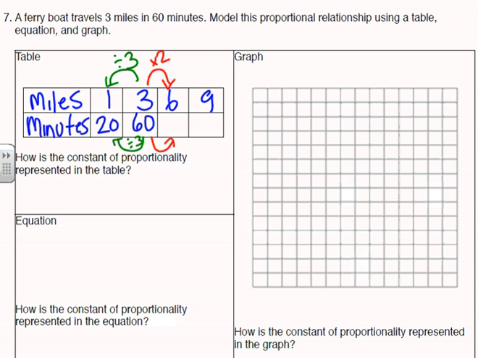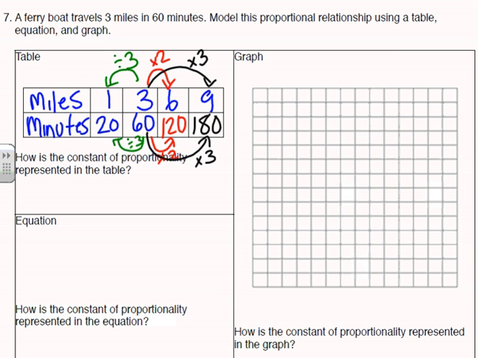So 60 times 2, it would take 120 minutes to go 6 miles. And then if I do 3 times 3, then I can do 60 times 3 to get 180 minutes. And it's okay if you use different values. If you did 1, 2, 3, 4, that works. It just needs to be proportional.